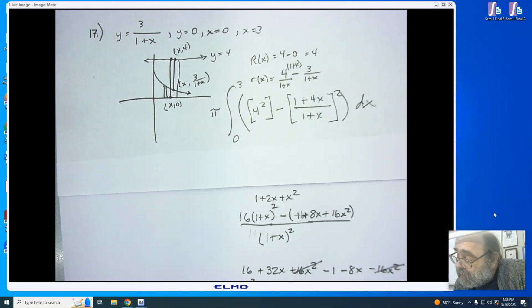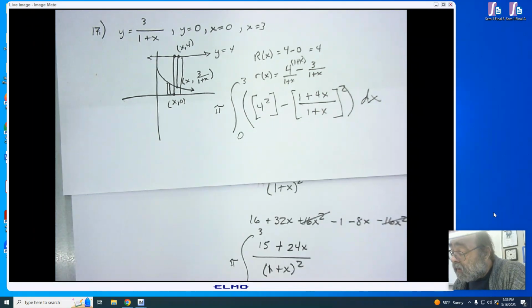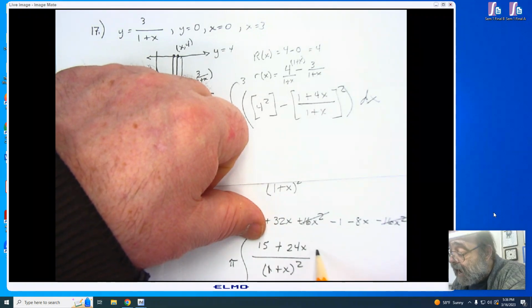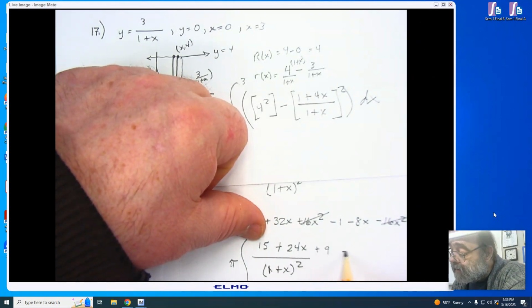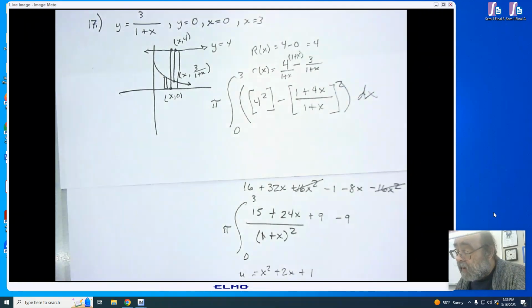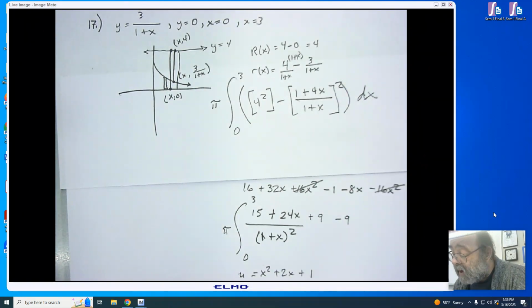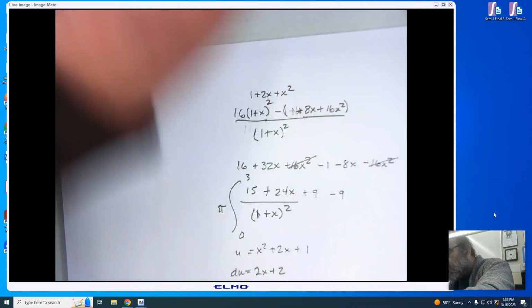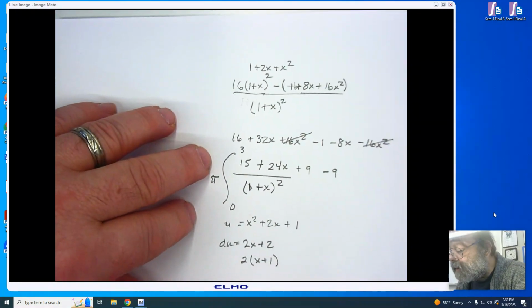Let's see if I use a u sub. Can I use a u sub? Well, this is x squared plus 2x plus 1. And if I use this as my u, du is going to end up 2x plus 2, which is 2 times x plus 1. Let's see, I'd have to add 9 and then subtract 9. That would allow me to use the u sub, so I could have pi. So I'm completing the square in order to be able to do this.